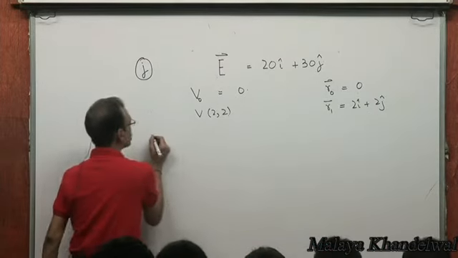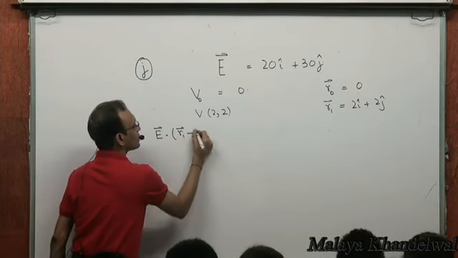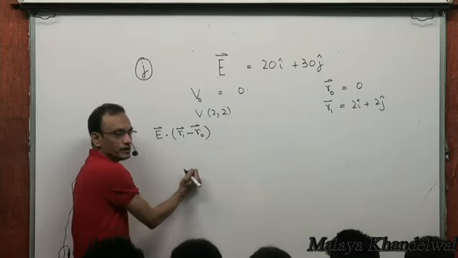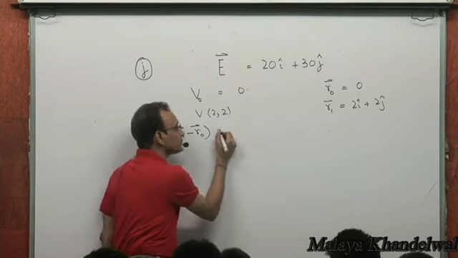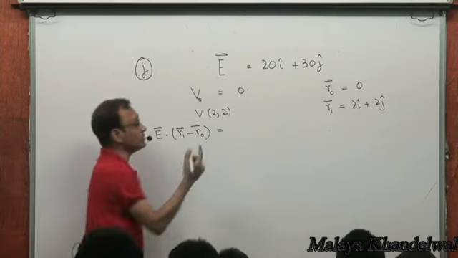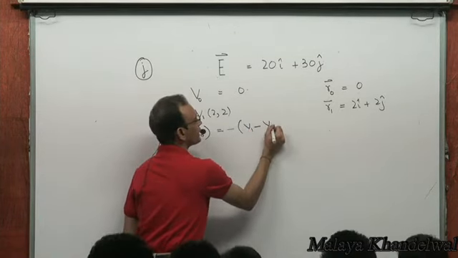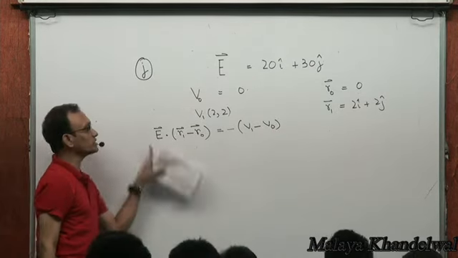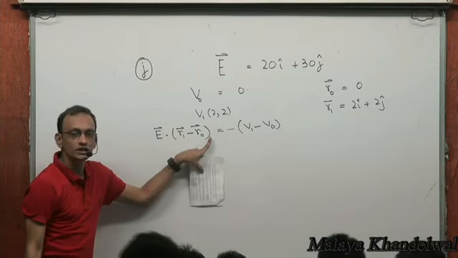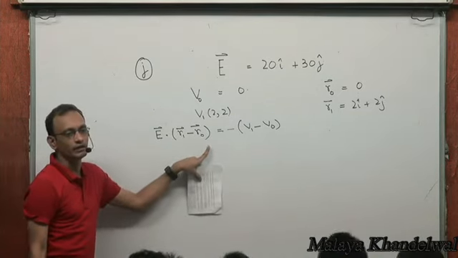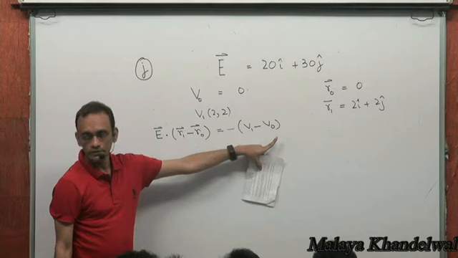Since it's a uniform electric field, E dot r1 minus r0 is the work done by the electric field when you take a unit positive charge from r0 to r1. And this must be the negative of the change in potential, that is, minus of v1 minus v0. The work done by a uniform electric field is E dot final position minus initial position, and it's the negative of the change in potential.